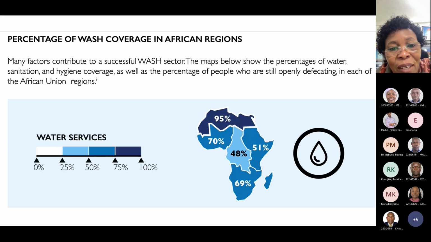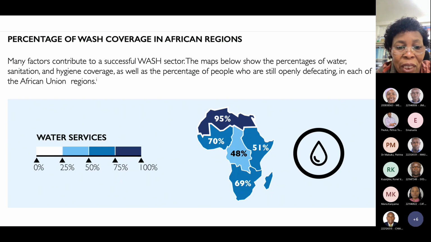Now I wanted to share with you the percentage of WASH coverage in African regions. We have one, two, three, four, five: North Africa, West, Central, East, and South. And I'm sure you can all see very clearly where North Africa stands as opposed to other regions.